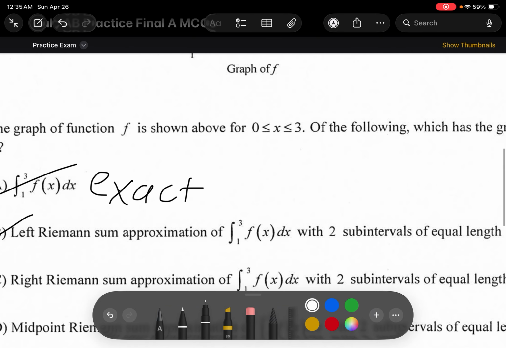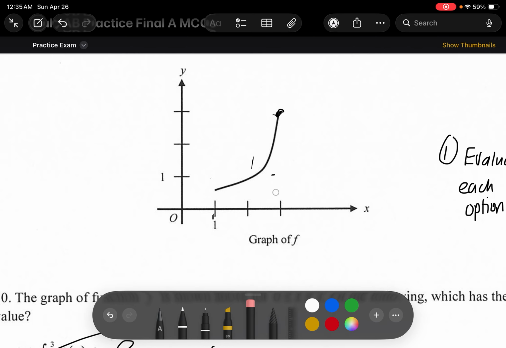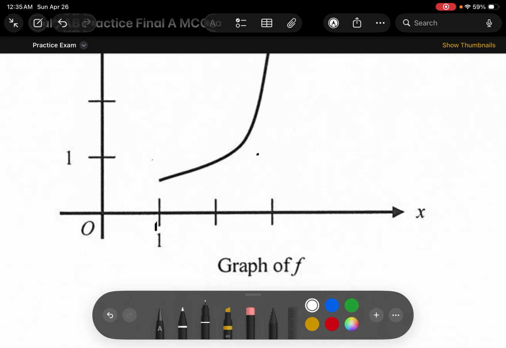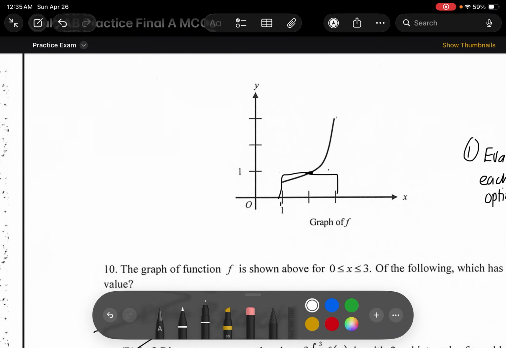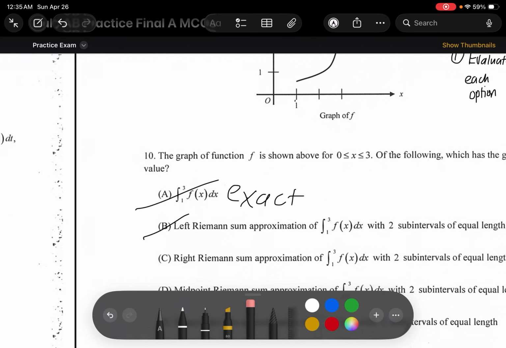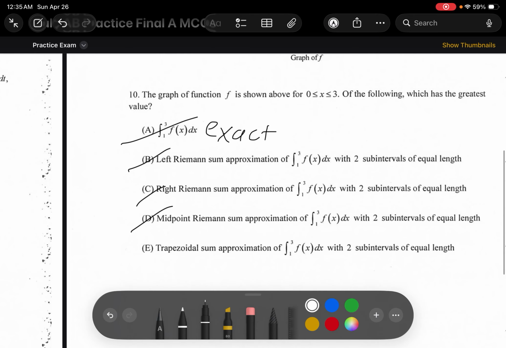Midpoint Riemann sum with two subintervals of equal length. The middle controls the height from the left coordinate and the right coordinate ahead of it. So basically the middle point controls the height. So 2 controls the height. So we're at 2. It's basically controlling the height for this. This is an underestimate, and this is not our greatest area or our greatest value. So we can cross C and D off the options.